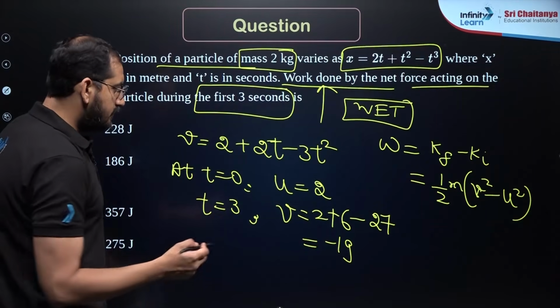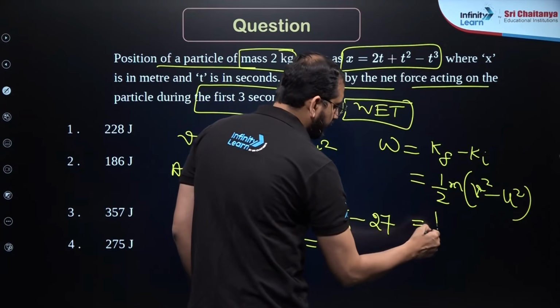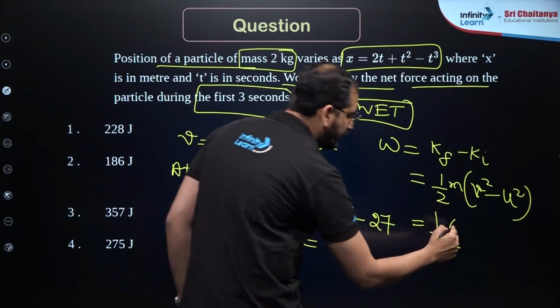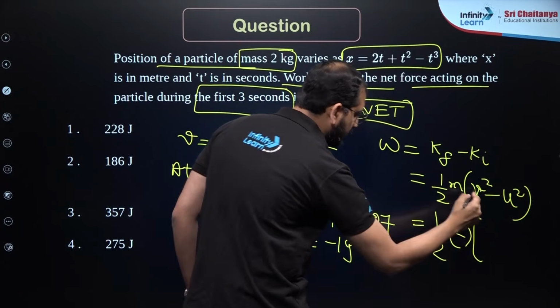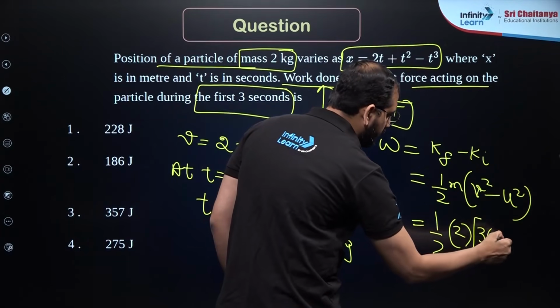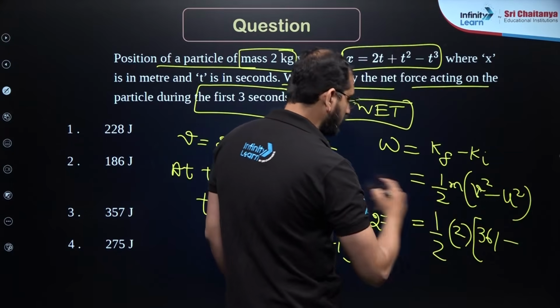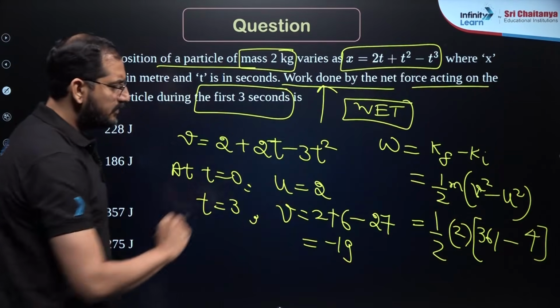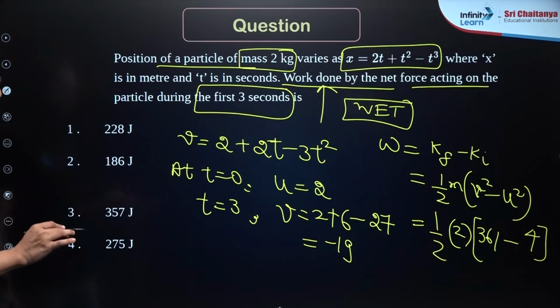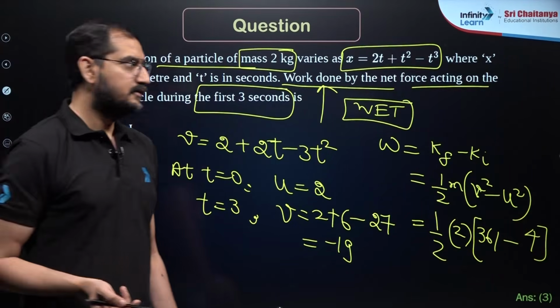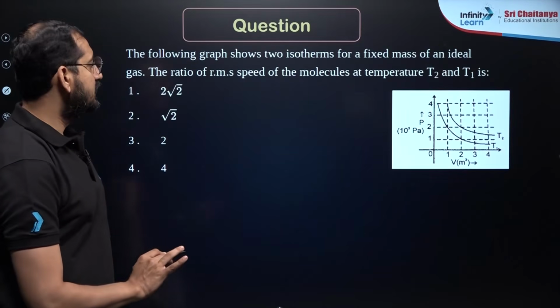All right. Let's put the values. For the work, mass is 2 kg. Mass I am going to put as 2 kg. Final speed square, minus 19 square, 361. U I am getting as 2, 2 square is 4. The 2 cancels. 361 minus 4 is 357 joule. Third option is correct. I hope the concept is clear. Let's go ahead.